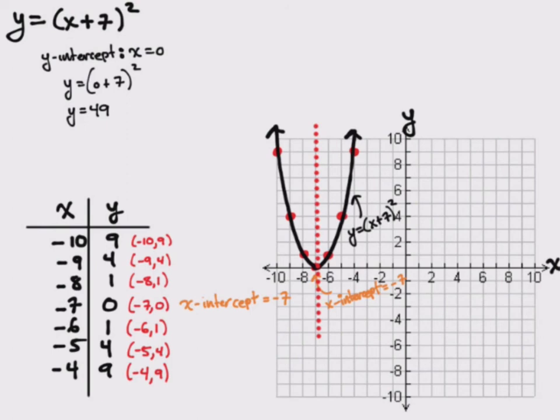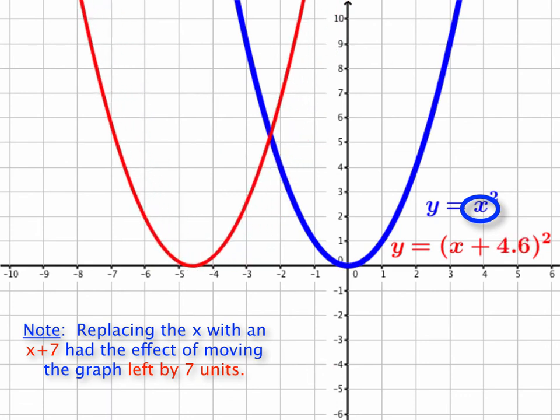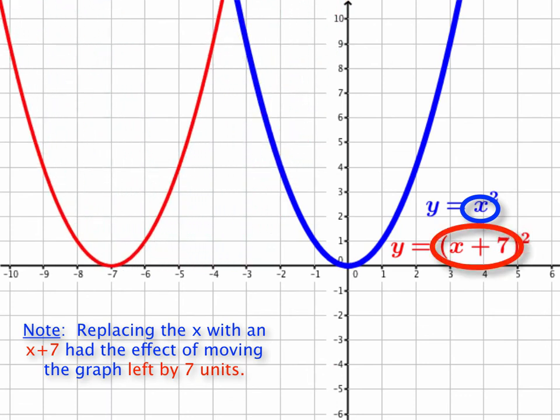And that is exactly what's happened. Replacing the x with an x plus 7 in this equation had the effect of shifting our graph 7 units to the left.